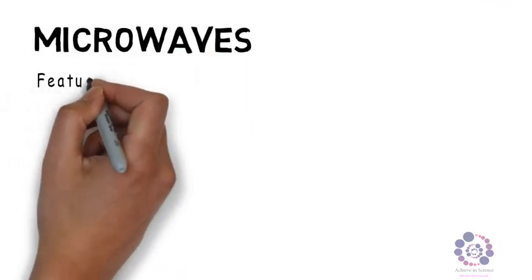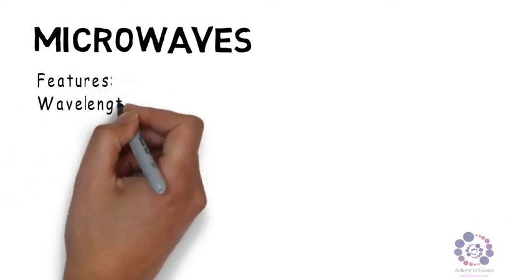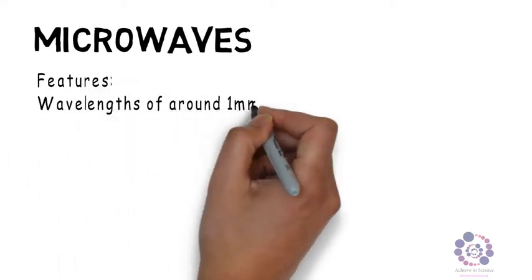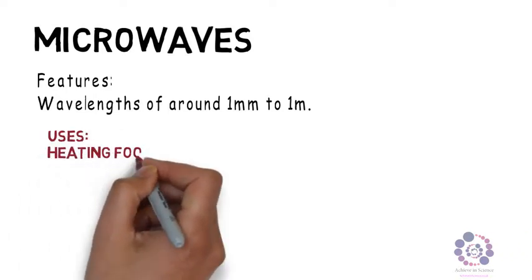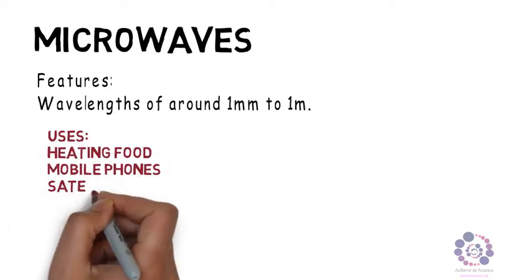Next we have microwaves. These have wavelengths around 1 millimeter to 1 meter. They're used for heating food, mobile phones, satellite communication, and Wi-Fi.